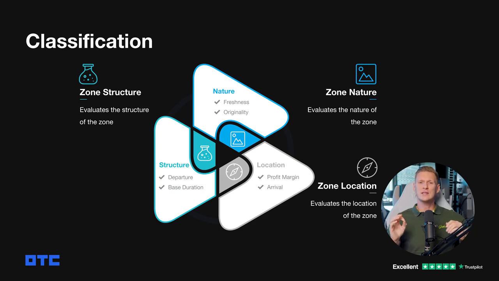Zone structure focuses on the departure, the strength of the leg out, and the base duration, the stability of the zone. The departure of price from a level is extremely important, as it reveals the market's momentum away from the zone. Zone nature considers freshness, which refers to price action to the right of the zone, and originality, which looks at price action to the left. These aspects help determine how unique and untouched the zone is. Zone location evaluates a zone's profit margin and how price approaches or arrives at the zone. Let us now look at each zone qualifier in more detail.